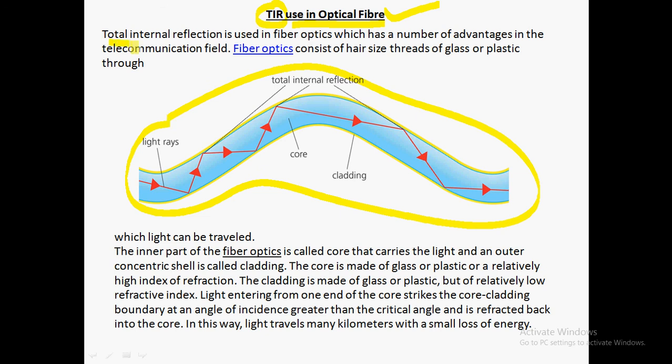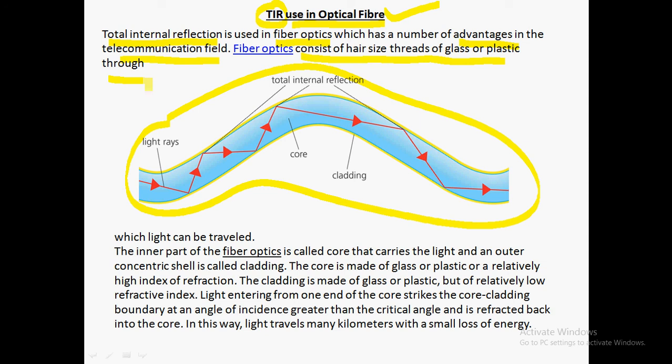See here, total internal reflection is used in fiber optics, which has a number of advantages in the telecommunication field. As we are using telecommunication, we are using data, internet packages, cable connections. As the rays enter from the cable, how does it pass? In the diagram here, the cable consists of hair-size thread of glass or plastic inside the cable.